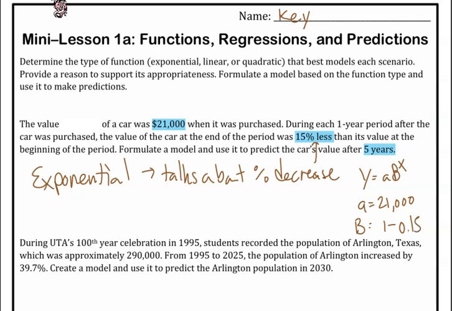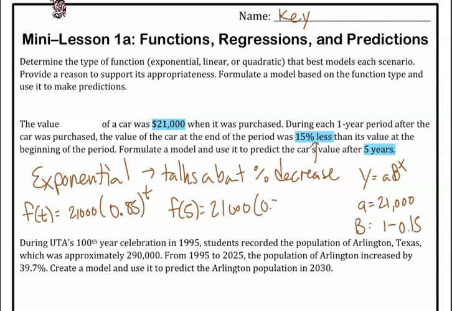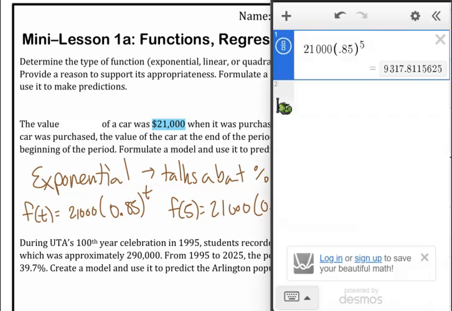Our equation is going to be f of t equals 21,000 times 0.85 to the t power. They want you to predict the car's value after 5 years, so we're going to evaluate when t equals 5. From there, we could put this into the calculator. Once we put it into the calculator, we get about $9,317.81.